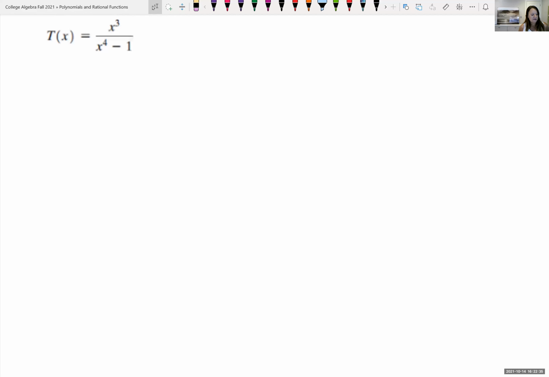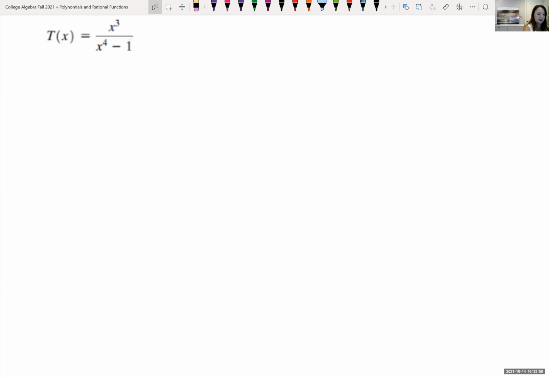Okay, so we want to graph t of x equals x cubed, all divided by x to the 4th minus 1. So let's find our vertical asymptotes if they exist. Let's find our horizontal asymptotes if they exist. Find our intercepts if they exist. What else do we want to do? We also want to look at the domain.